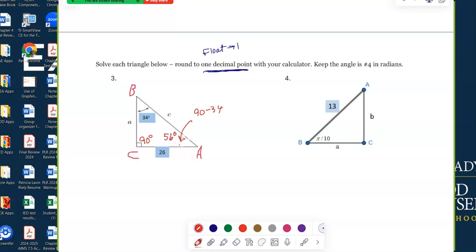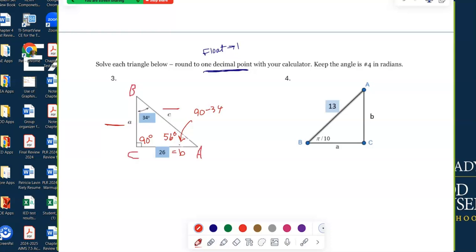What's the other part? I need to figure out A, and I need to figure out C. Now, why do they have these little letters? Well, look at the capital letters. The capital letters are always your angles. The little letters, the baby letters, are always your sides. So you know, for example, that 26 is b because it's opposite B. So we need to find all the missing sides.